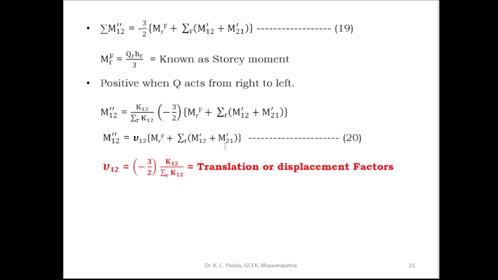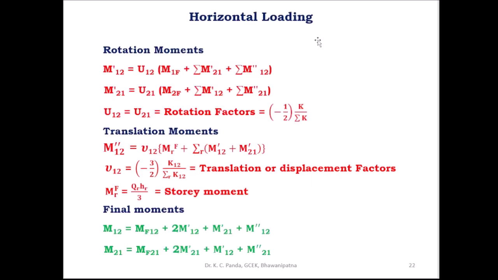So M dash 12 and M dash 21, this is the rotation moment of the vertical member of the same story. This is the sum of the top end rotation moment and bottom end rotation moment of the vertical member of the same story. So nu 12 is equal to minus 3 by 2 into K12 by summation of K12. So this is the translation or displacement factor. This is a summary when the frame is subjected to the horizontal loading and with lateral translation of joints.